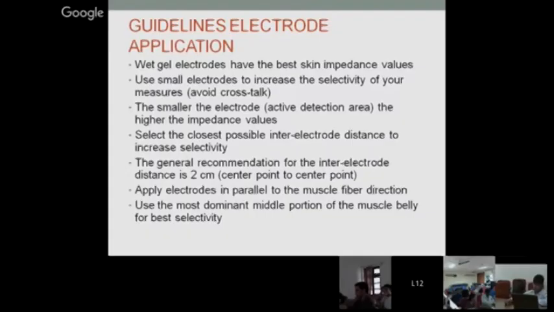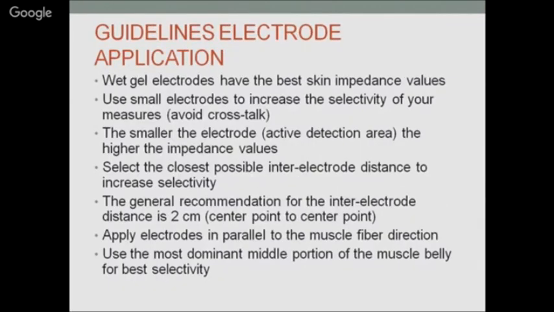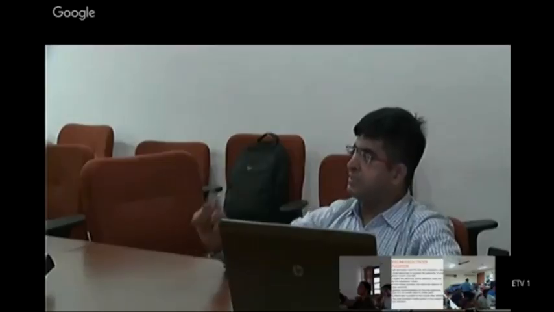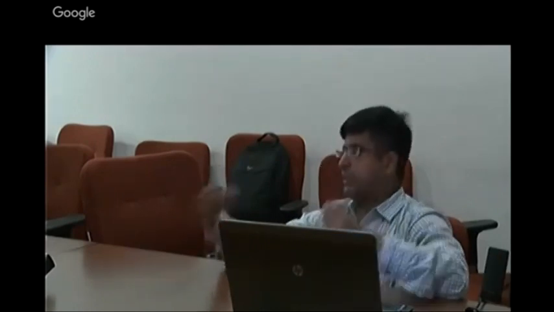Should be parallel to get a good result there. Use the most dominant middle portion of muscle belly for the best selectivity. It is again important, because muscle fibers have some length. If you want the best results, your electrode should be at the central position where the muscle reflects more characteristics, because the ending and starting will not reflect good characteristics.